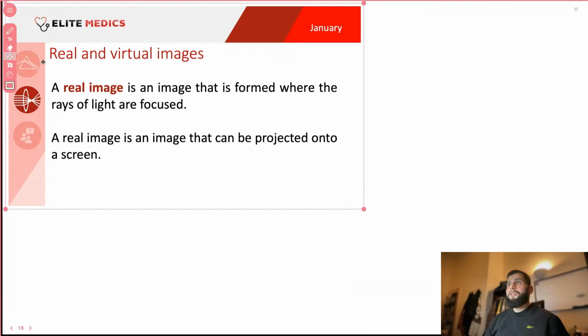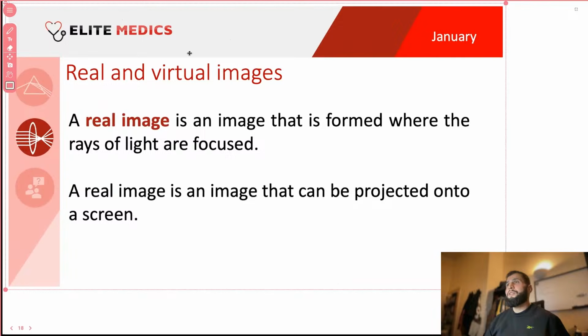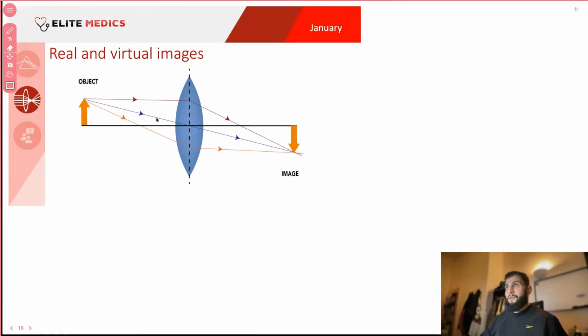Okay. Now we're going to talk a little bit about a real and virtual image. A real image is formed where the rays of light are focused. So this focusing of light gives us the real image. Now, this real image can be projected onto a screen. What does this mean? When we look at it, this is the object. The rays are being broadcasted out.